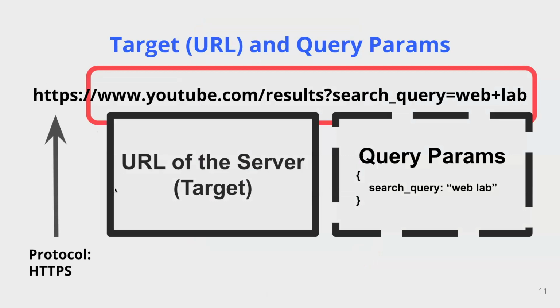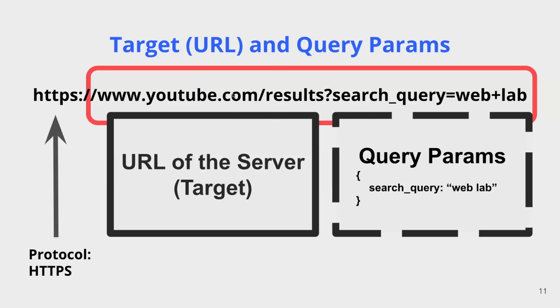And the next part is the URL of the server or the target. So here that's going to be www.youtube.com. Specifically, we're looking at results on the server. And after that, we specify what we call query parameters. And query parameters sort of give additional context to the server for what exactly you're looking for, which will help refine their response. So here we're asking the YouTube server to send back to us all videos that have WebLab in their title or description. So that's what the search query equals WebLab means.